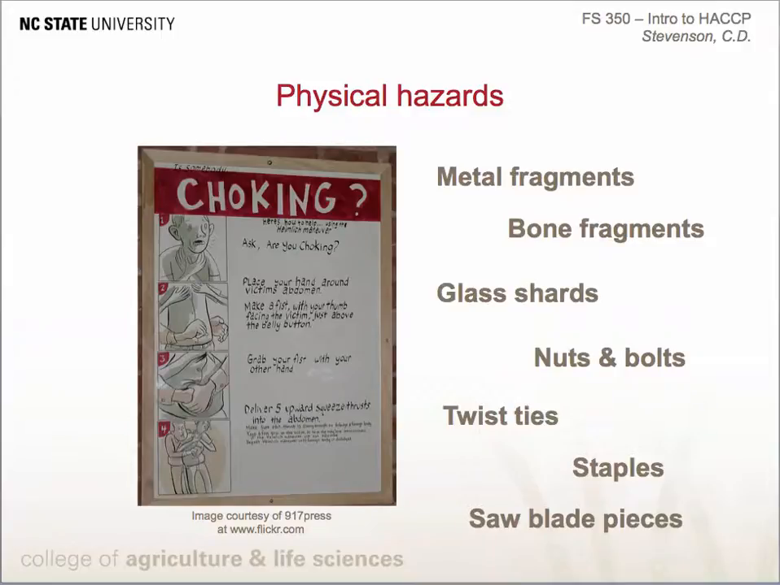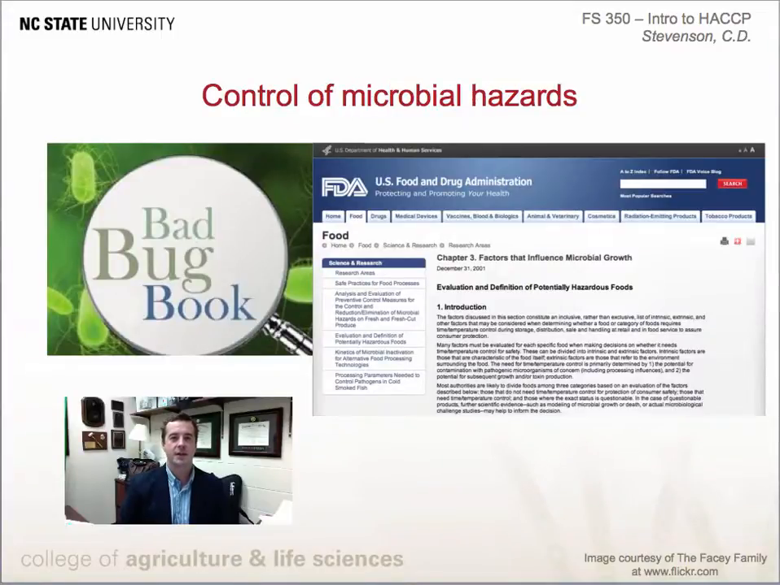Other materials may come from handling or processing equipment, things such as staples, twist ties, pop-up timers, broken glass shards, bolts, nuts, and saw blade pieces. Now let's switch gears and talk about how to control all of these hazards, starting with microbial hazards.